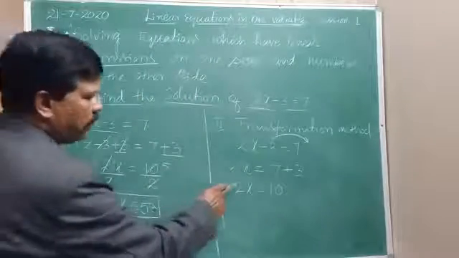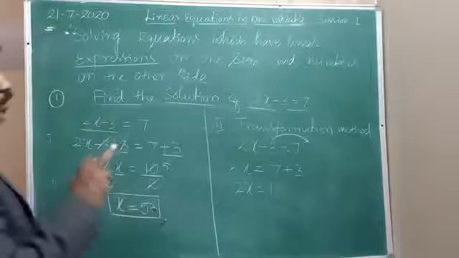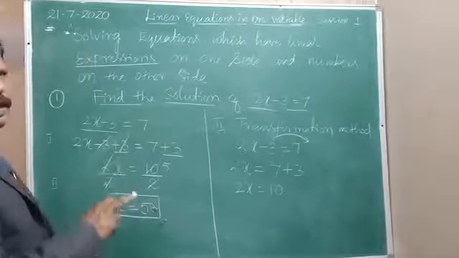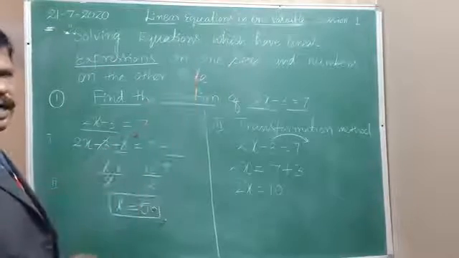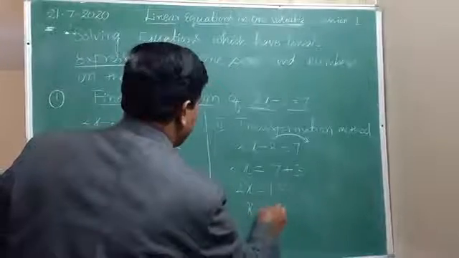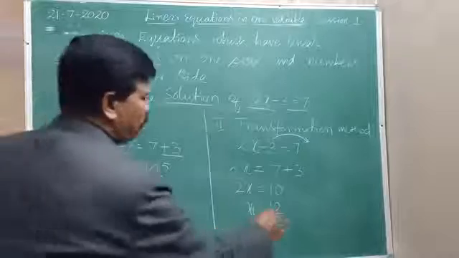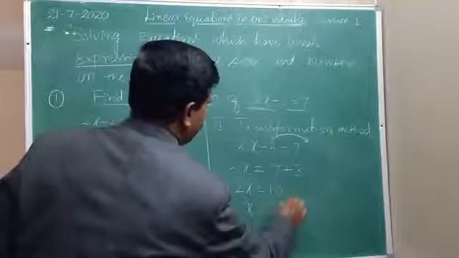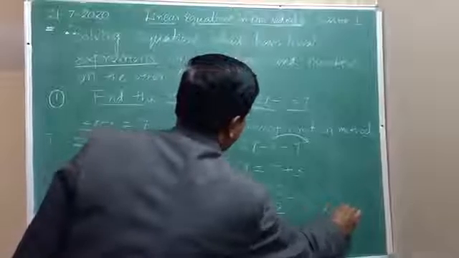Then here the coefficient, that also you should shift. When you are shifting a coefficient, when it is in the numerator, then when it is shifted to the other side, it goes to the denominator. So x is equal to 10 by 2. Now divide this, 2 fives are 10. Therefore x is equal to 5.